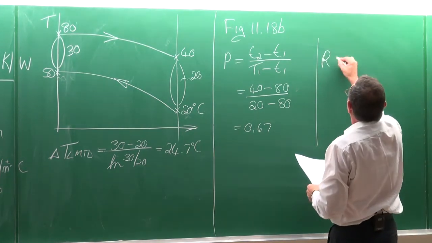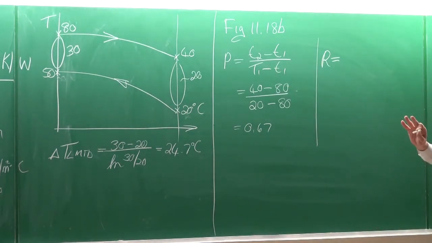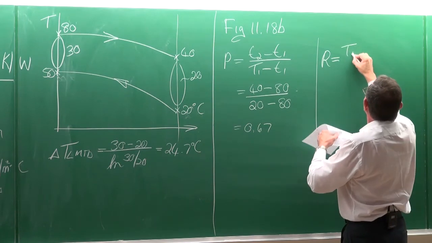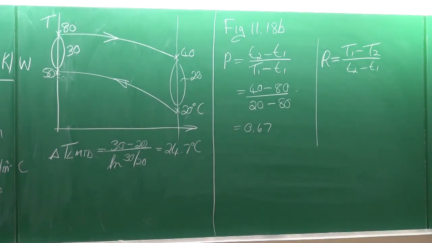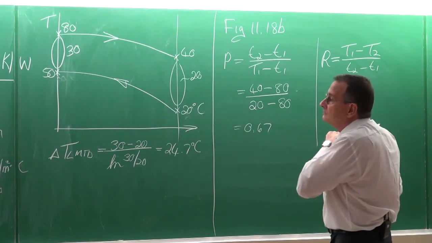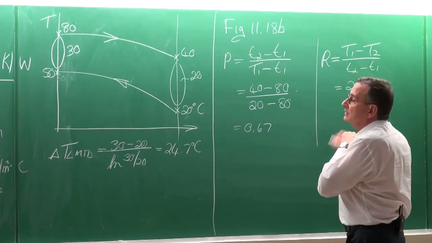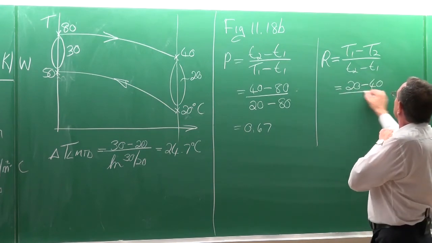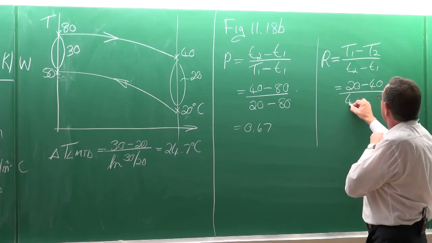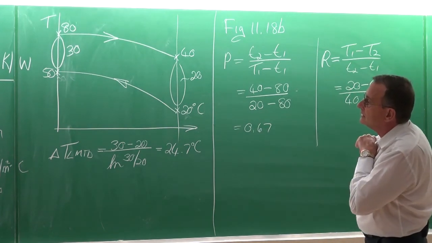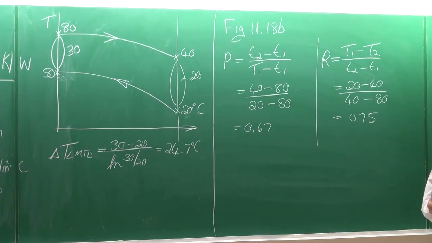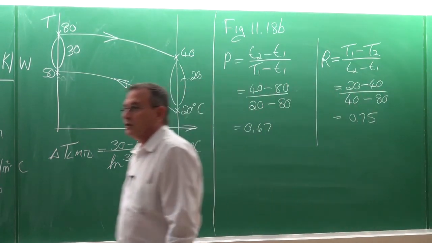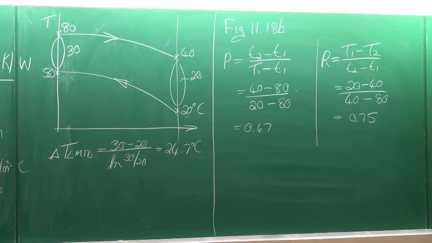Okay, the same with the R. Where do I get the P and the R? It's from the sketch. You don't need to remember it. P and R, capital T1 minus capital T2, divided by small t2 minus small t1. Capital T1, excuse me, is 20. Small t2 is 40. Small t2 is 40, minus small t1 is 80. And that is equal to 0.75. So, using these two values of P and R, help me from the sketch. What is the correction factor?